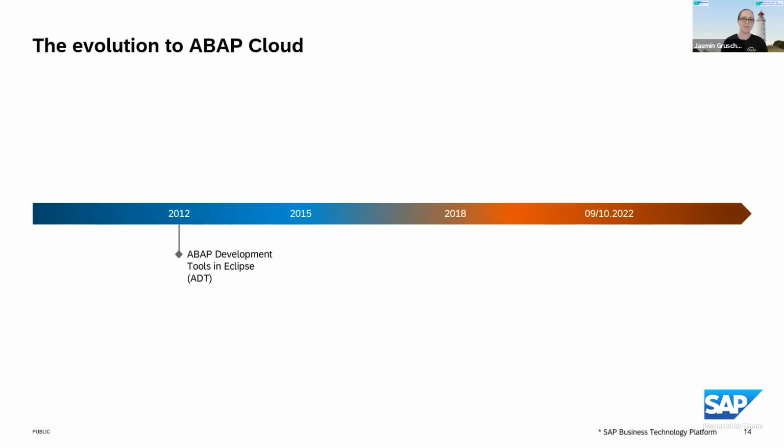The rise of ABAP development tools in Eclipse, the ADT, was released in 2012. And I was there already. There was also the kickoff for core data services, the CDS, in 2012. Of course, there has been a lot of things done beforehand. We didn't start in 2012. There was, of course, a lot done before that. Even the computers were there, of course.